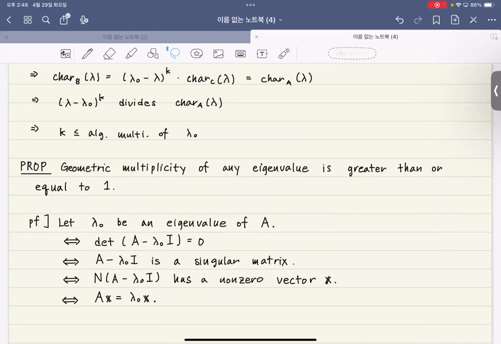If lambda 0 is an eigenvalue of A, that implies its characteristic polynomial, when lambda is replaced by lambda 0, should be 0. That means A minus lambda 0 times I is a singular matrix, so the null space of that matrix must contain at least one non-zero vector. That non-zero vector is a member of the eigenspace. Therefore, the geometric multiplicity is always greater than or equal to 1. So I can say the geometric multiplicity is always greater than or equal to 1 and less than or equal to the algebraic multiplicity of that eigenvalue.